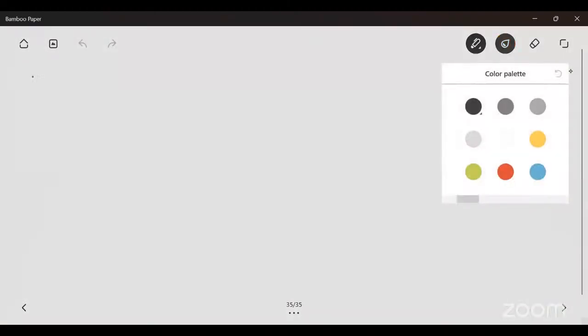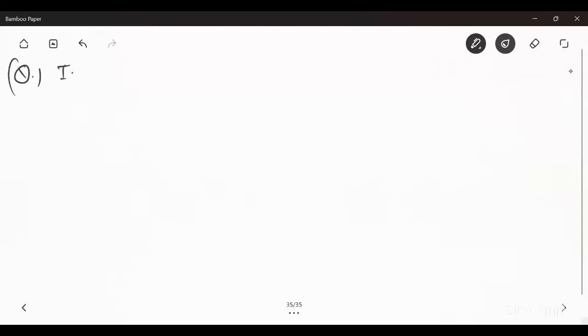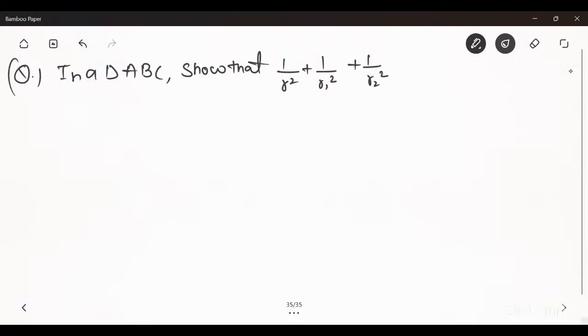Now the next question is: in a triangle ABC, show that 1 upon R square plus 1 upon R1 square plus 1 upon R2 square plus 1 upon R3 square is equal to A square plus B square plus C square upon delta square. So we know that R is equal to delta upon S.